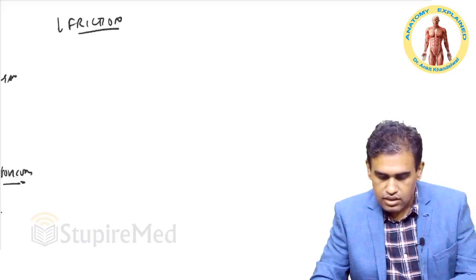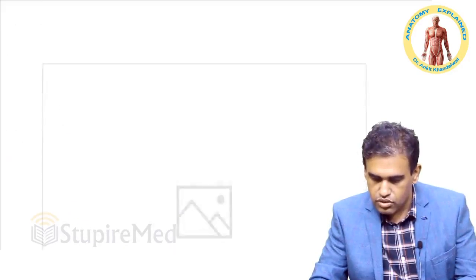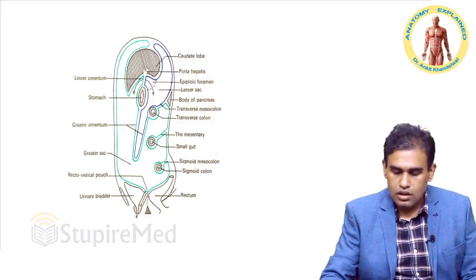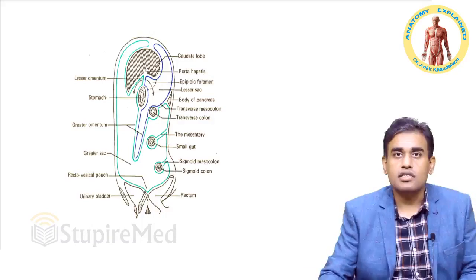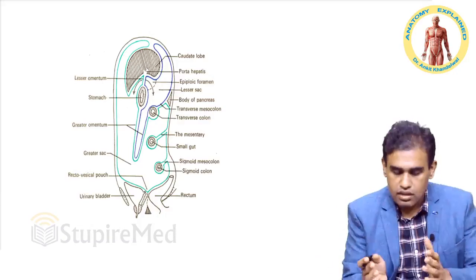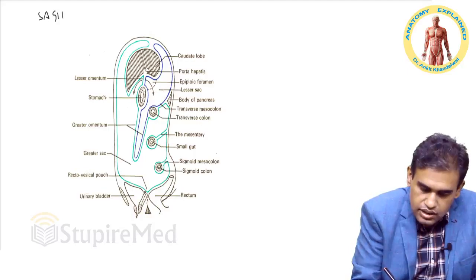Now let's look at this figure below and understand the parts of peritoneum more clearly. This particular figure shows the sagittal section through the abdominal cavity, showing the various layers. So this is a sagittal section.